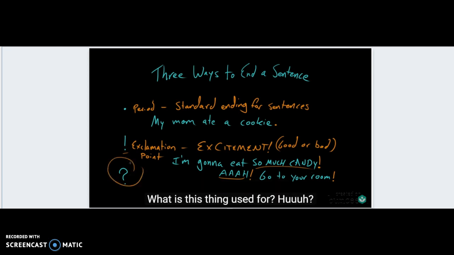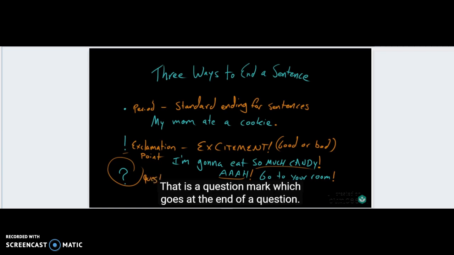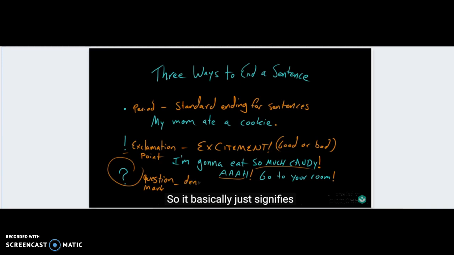What is this thing used for? Well, I think that was a perfect example of what that thing is used for. That is a question mark, which goes at the end of a question. So it basically just signifies, I don't know the answer to this thing, and I would like an answer to it, please. So, Paige, what's an example question that we could throw out using a question mark? How about, "Is this edible?" That's the eternal question. I ask myself that every day.